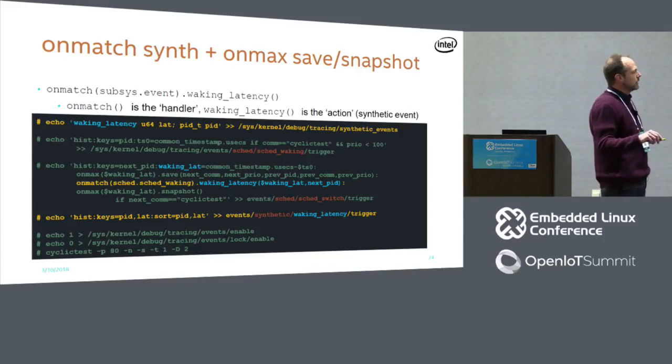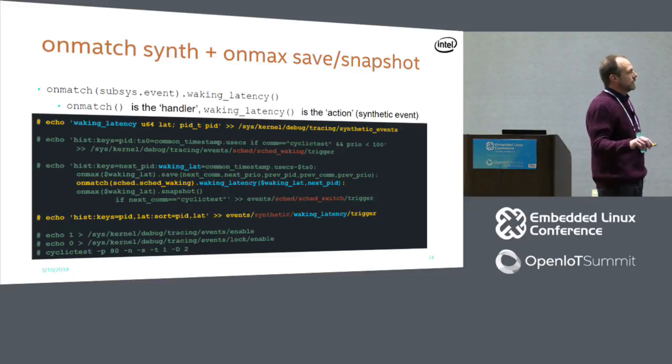So now we can use those in our trigger, and basically all we do is add this onMatch, which just says, okay, whenever we have a match with the sched waking event, do the action on the right, which is generate a synthetic event, and this is the syntax for generating a synthetic event.